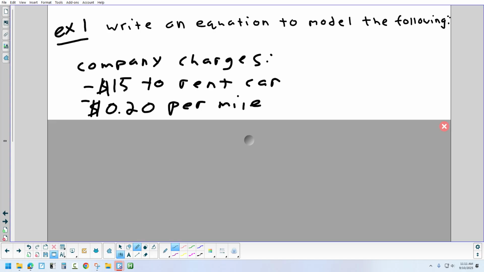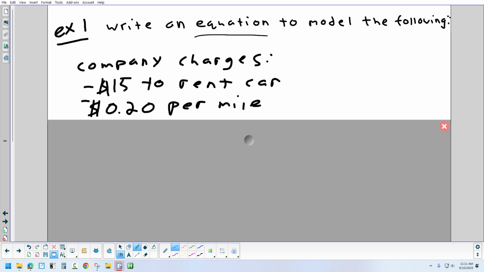So in this problem, a company charges $15 to rent a car and 20 cents for every mile that you drive it. Now, they're not giving us a choice about what approach they want us to do. They are saying equation. So that's what we have to do to start it. When you write an equation, what in algebra is usually in an equation a lot of times? Variables, right?